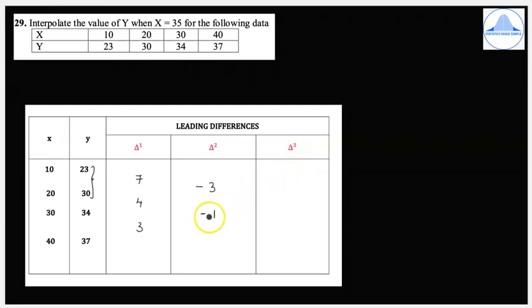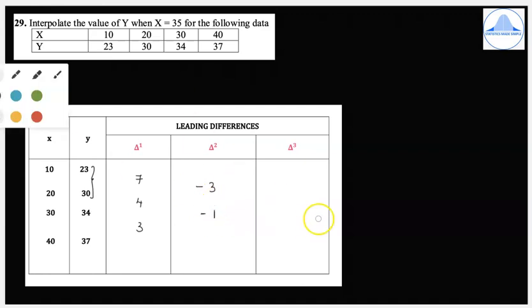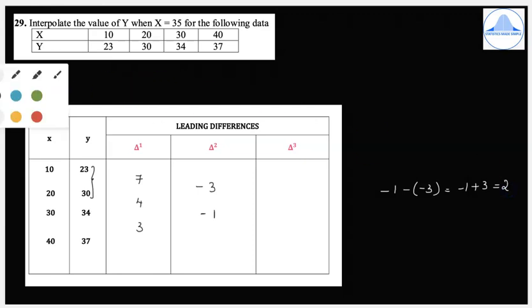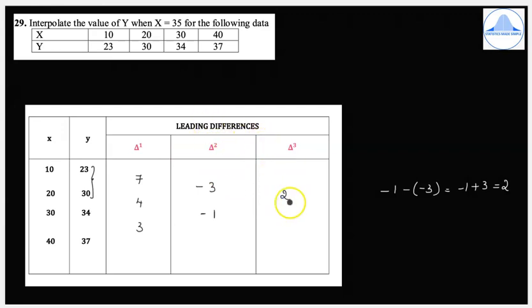Now, delta cube calculation will be minus 1 minus of minus 3. I'll just show the calculation at this side. So it is minus 1 minus of minus 3, which is equal to minus 1 plus 3, which is equal to 2. So do the calculations carefully because the signs are important. Next, you write 2. You have to stop when you have only one leading difference in a particular column.